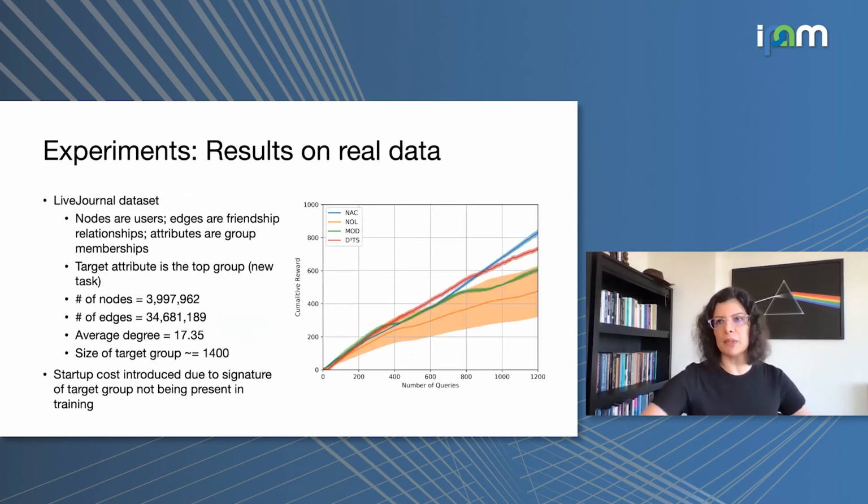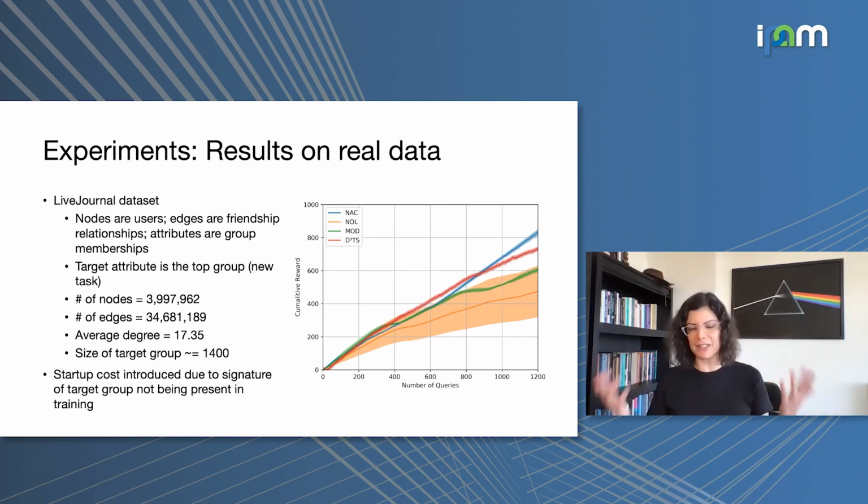One of the examples that was interesting, we ran it on the LiveJournal data set. So we ran NAC on the LiveJournal data set, and then other approaches on the LiveJournal data set. This was a bigger data set with about 4 million nodes and 34 million edges. And here for the target attribute, we picked one of the attributes from the LiveJournal. Basically, the attributes are group memberships, and we picked one of the group memberships. So here you're training NAC on something where you don't know what the process is that's actually generating it.